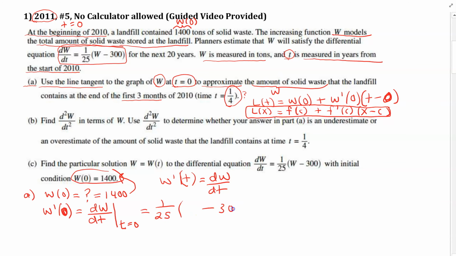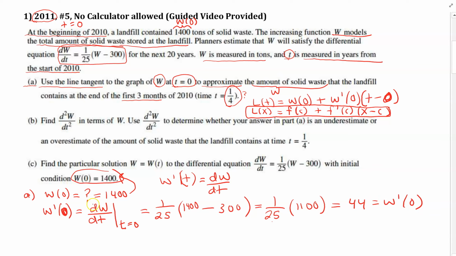So I have to figure out what I need to plug in then. Well, we just found out a second ago that when t is 0, W is 1,400, right? So that's what I plug in for W in my derivative. My derivative is 1 over 25 times W minus 300. And when t is 0, that W is 1,400. So this is 1 over 25 times 1,400 minus 300, which is 1,100. And then 1 over 25 times 1,100 gives me 44. So that is the value of W prime of 0.